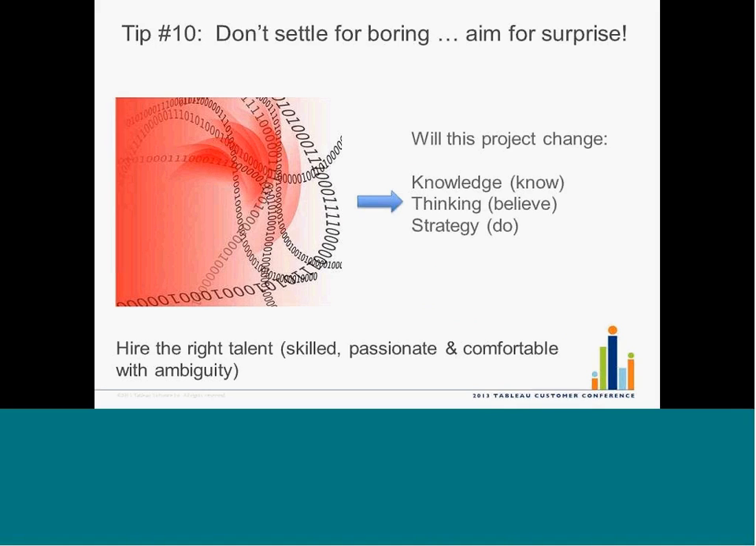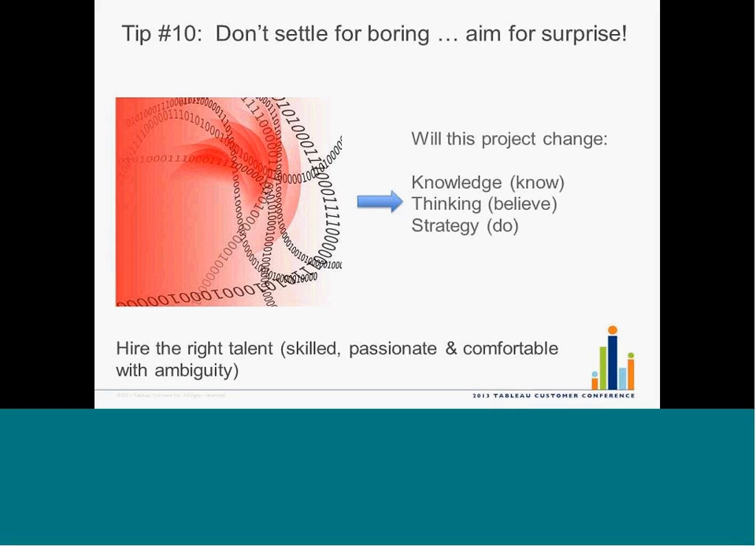Tip number 10, and this is probably my least tangible slide, but this is really about what's your philosophy. Is your philosophy to try to repeat what you already know? Is it to go into uncharted territory trying to find an unknown fact that could be leverageable? And our philosophy has always been don't settle for boring. Aim for surprise. Aim for something that's counterintuitive. Look for projects that will change your knowledge, what you know, how you think, what you believe. And ultimately, a lot of this is going to be around, will this change what you do?